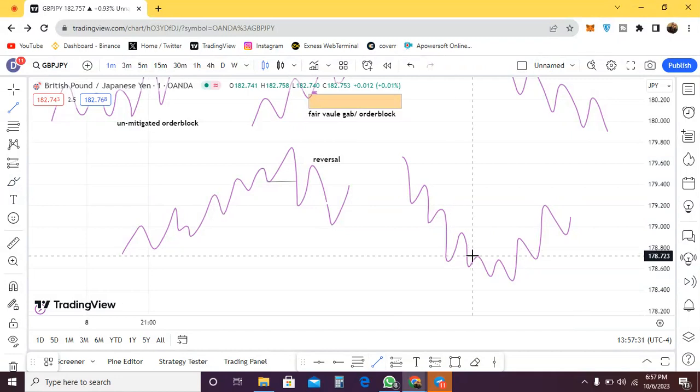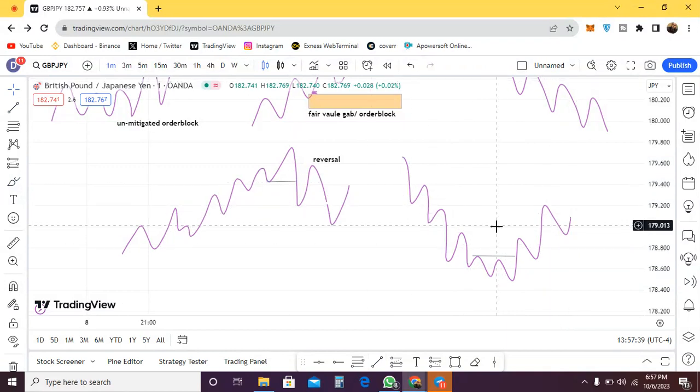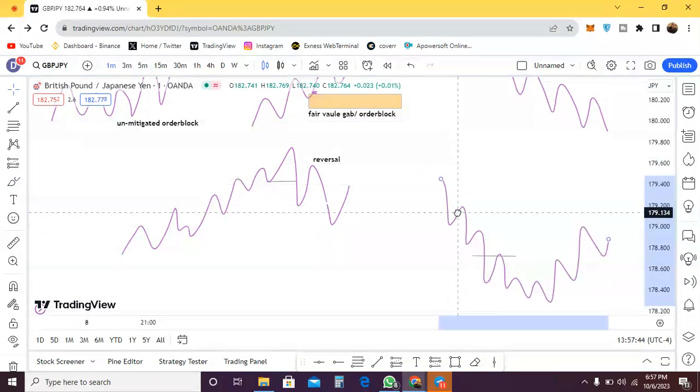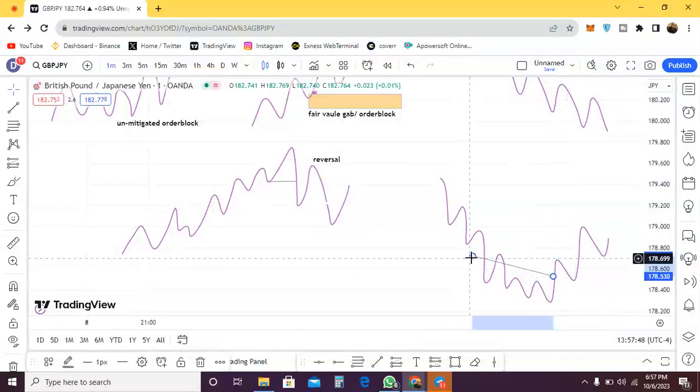Sorry, I'm just doing a rough sketch here. So we can also consider this here at this point to be a reversal of the market. So this is still a reversal, and the reversal could be to the downside or to the upside, but you just want to know what price is doing at that point in time.